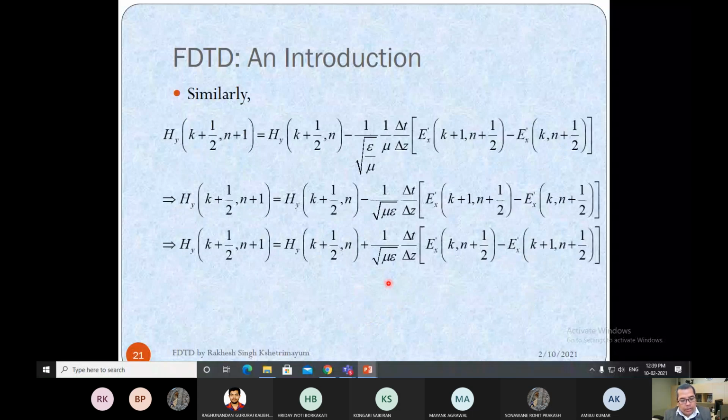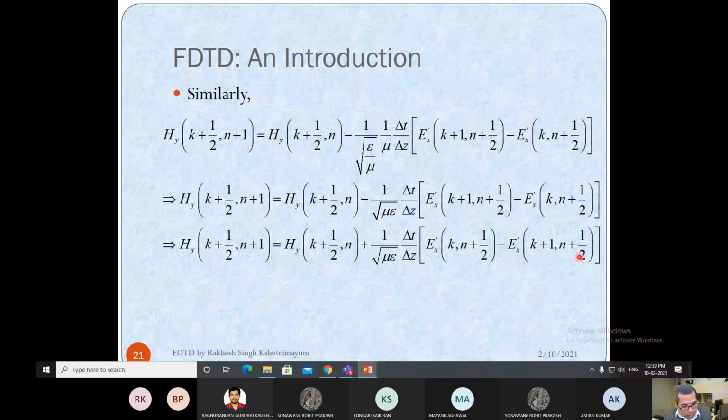Similarly, you can also write the equation for Hy at k plus half, n plus 1, which is equal to Hy at k plus half, n. This will turn out to be 0.5 later on. Then Ex dash at k, n plus half minus Ex dash at k plus 1, n plus half.